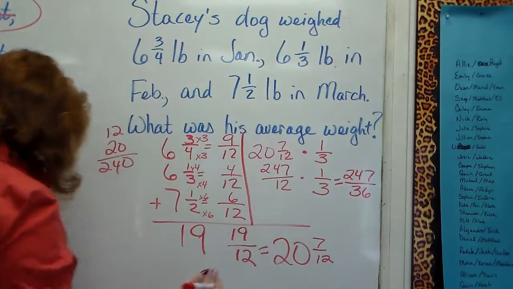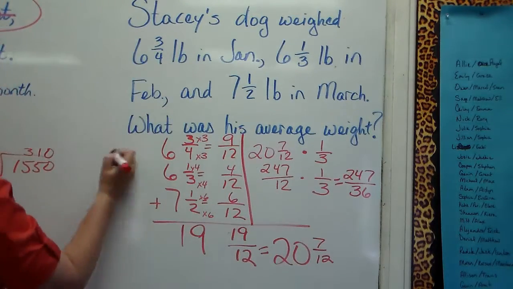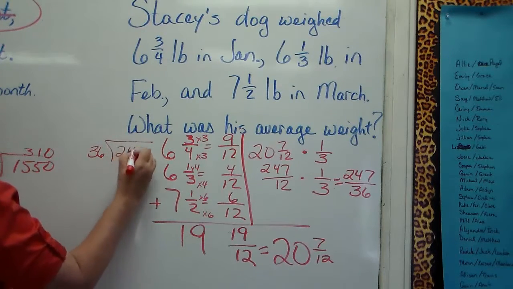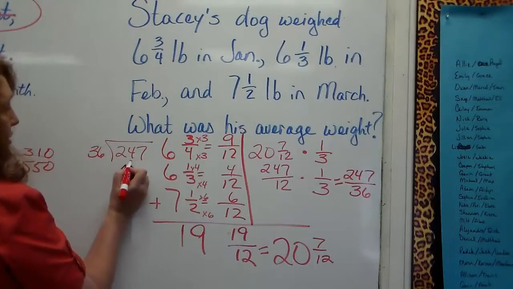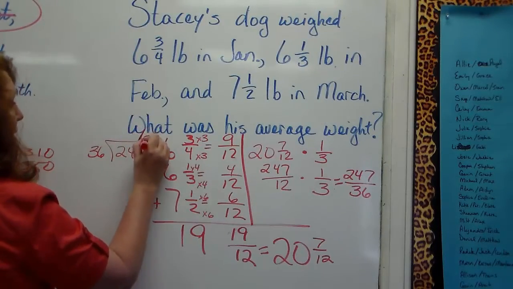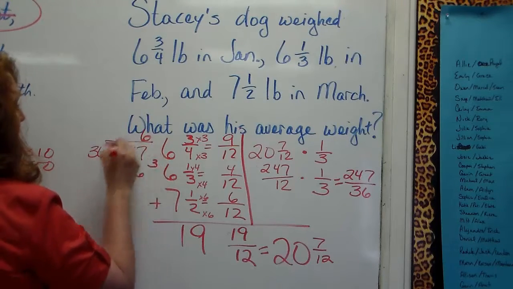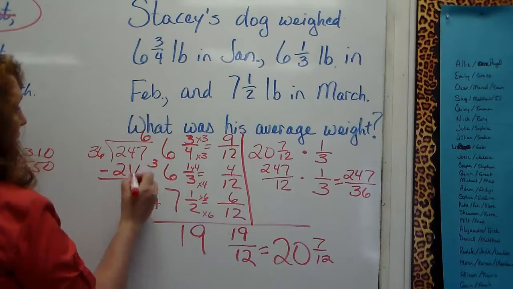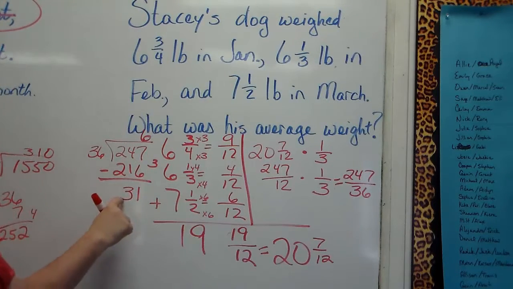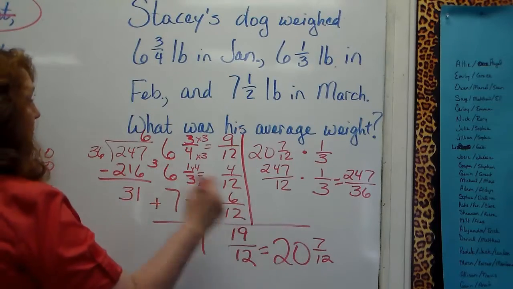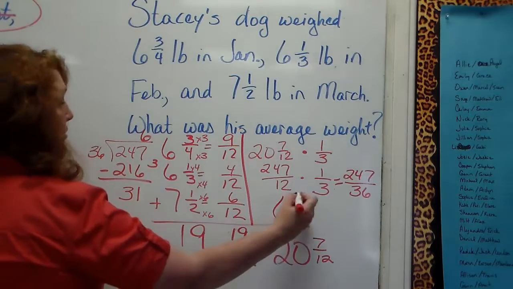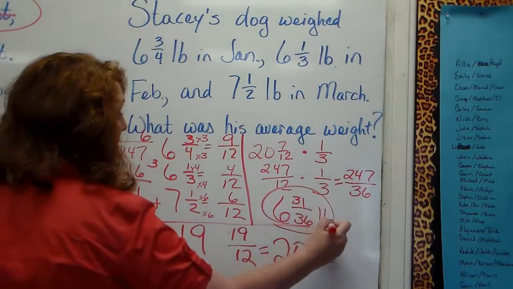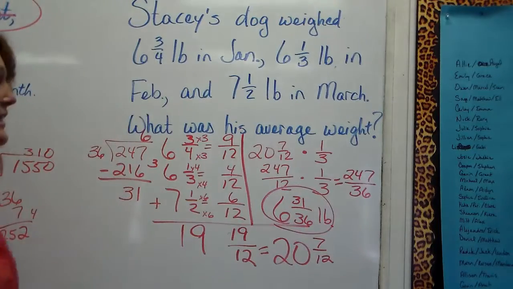Now I've got to do a little long division. How many times does 36 go into 247? 36 goes into 247 about 6 times. 6 times 6 is 36. 6 times 3 is 18. That's 21. Let's see if this works. 247 minus 216, oh, with 31 left over, yes. So it goes in 6 times with 31 36ths left over. This is how many pounds on average Stacy's dog weighs.